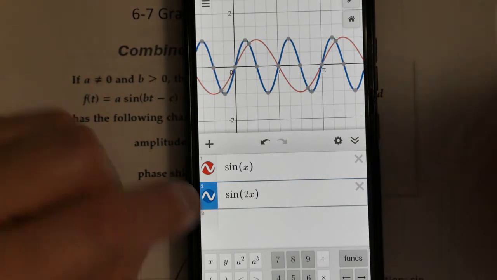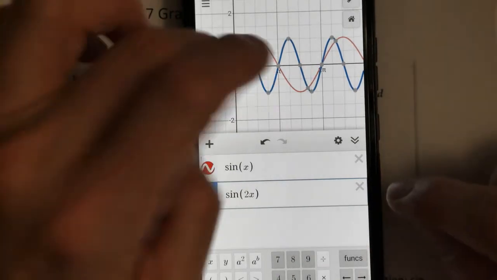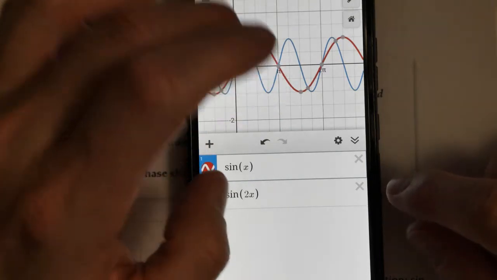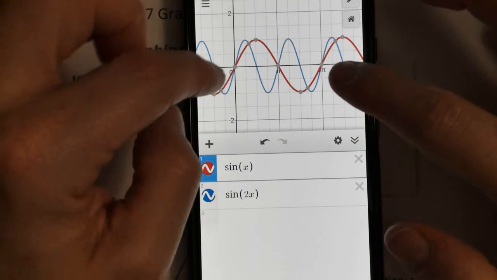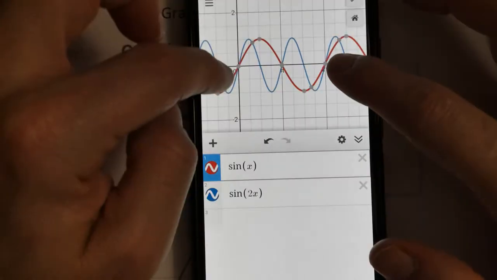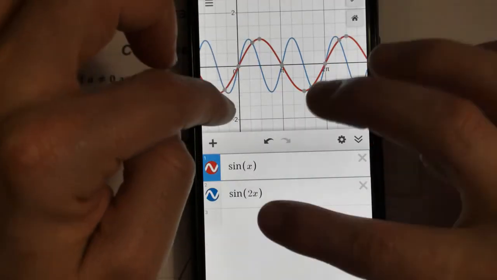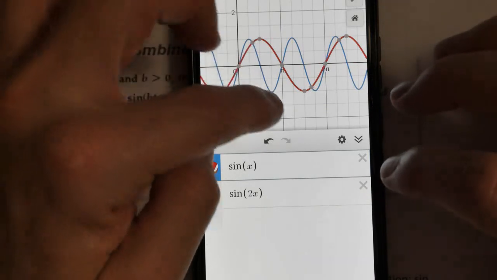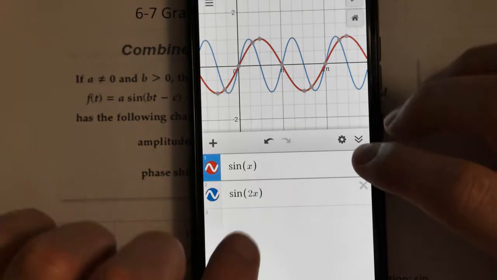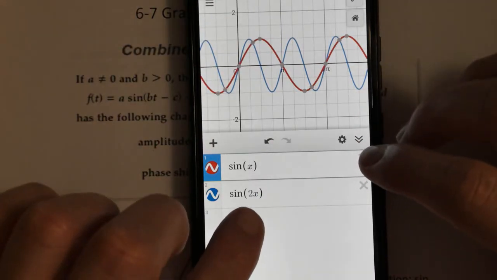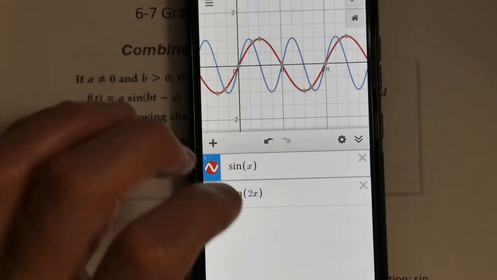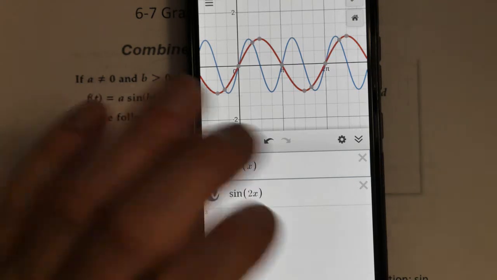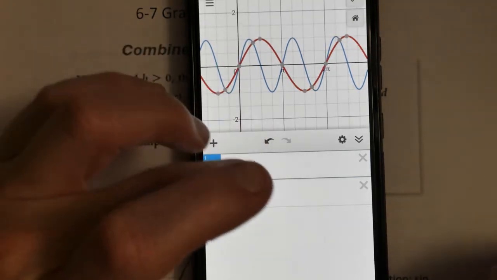So if I put 2 here, instead of the period being 2 pi, like it was originally to make one full cycle, now take a look at the blue graph. The period is just pi. Why? Because that value of B is 2, the period has been cut in half, and we can see that reflected on the graph. Okay, here is something else I want to show you as well.